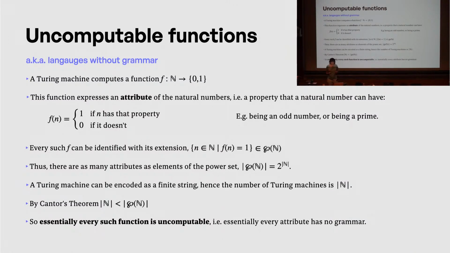In other words, essentially every attribute has no grammar. So the vast majority of attributes you can imagine are totally crazy. They have no finite description. These examples are rarities, the ones of saying something kind of meaningful or something that you can say in plain words. Most of them are completely crazy subsets of the naturals. Oh, sorry, yeah, subsets of the naturals are elements of the power set.